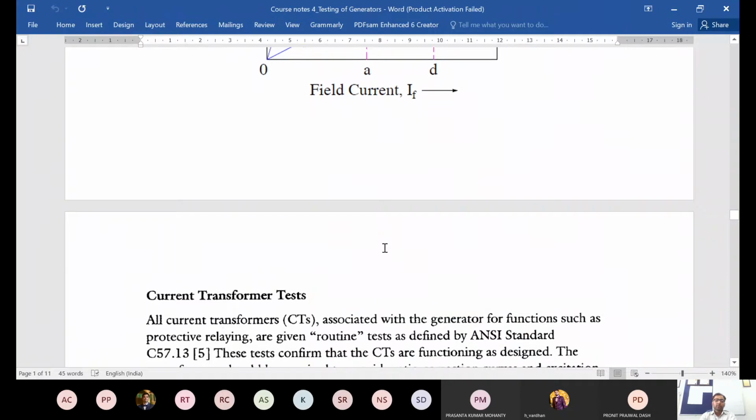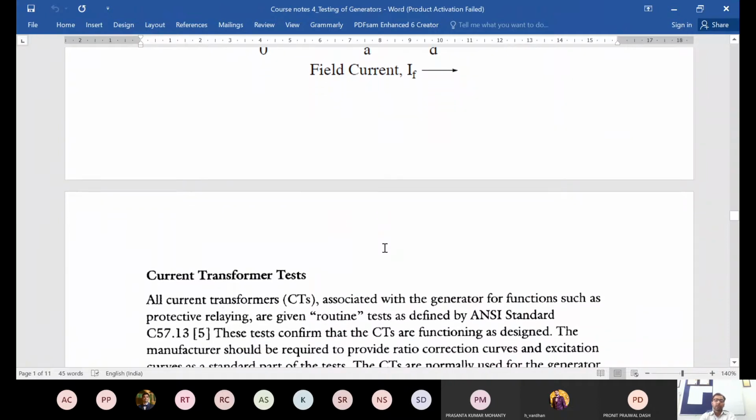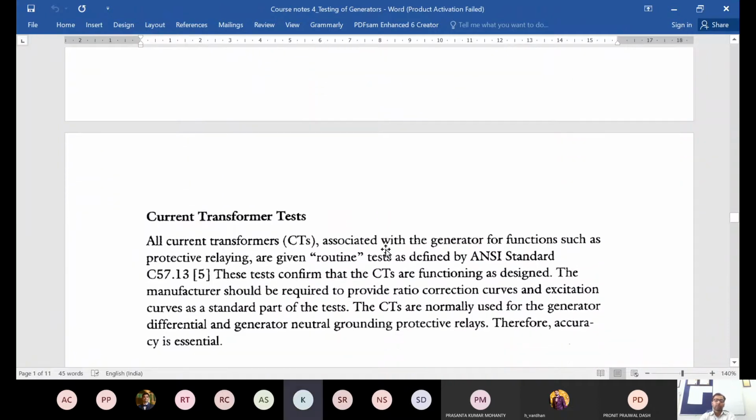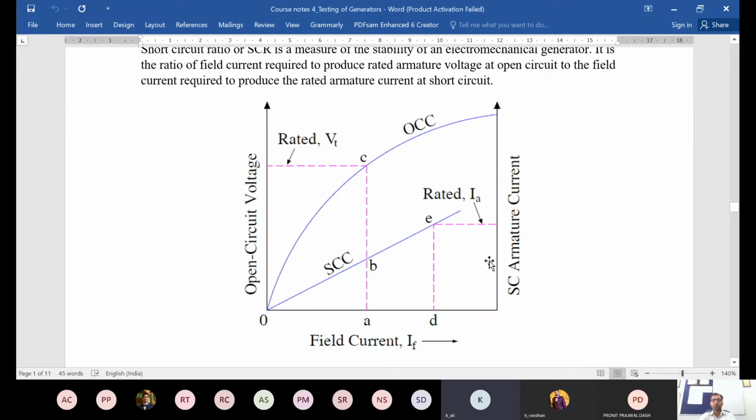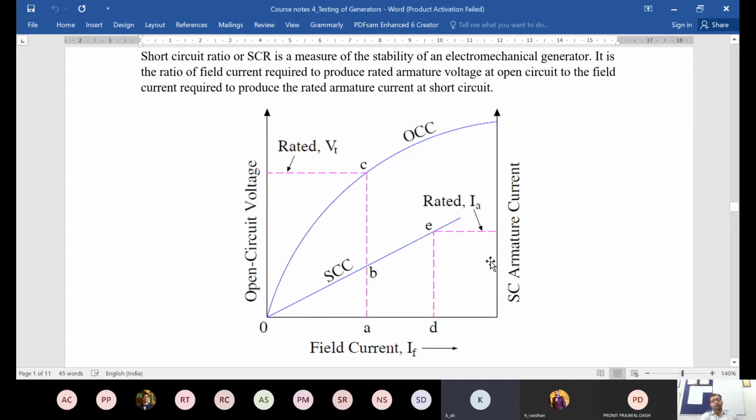Then there are some tests for the current transformers. Sir, can you please explain once more the SCR, short circuit ratio? What is the difficulty, Kashif? Can you say what you didn't understand here? In the graph? Yes, sir, in the graph.